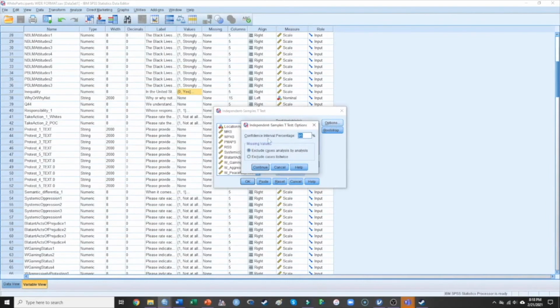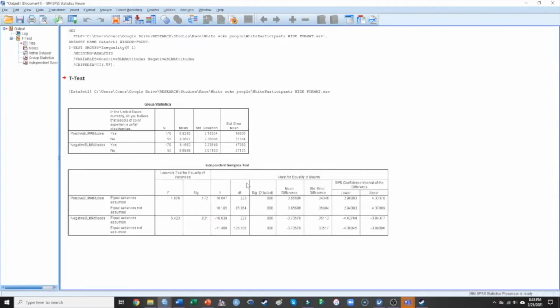Now under options, we could look here if you want to exclude cases in a particular way. That's a video for a different time, but let's go ahead and hit OK. By the way, there are not very many missing cases in this data file anyway, so it wouldn't matter how we handled that. In the first box, our group statistics, we can see that there were 170 people in my data file who said yes, there is a disconnect where people of color experience more disadvantage than white people. So 170 people are saying yes, 55 people are saying no.